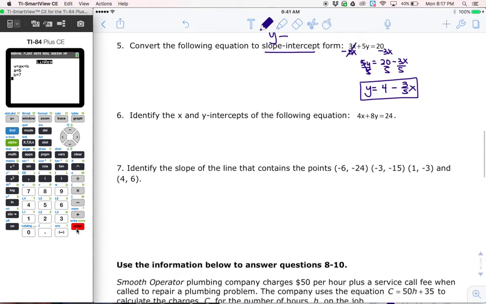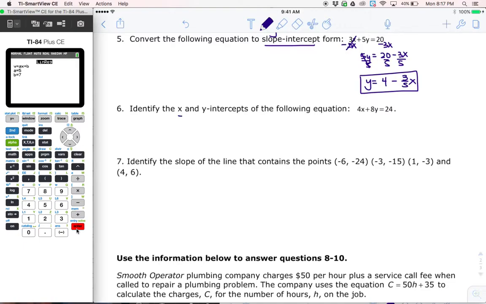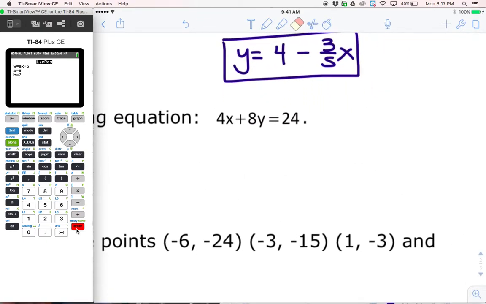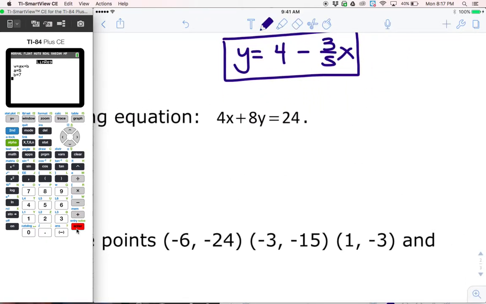Problem number 6, find the x and y intercepts of the following equation. Now we taught you a way to do this with a table and putting in zeros for x and y, but nobody really remembers that method, or at least my students don't seem to, so I'm going to do this a little bit differently. I'm going to do what I normally do when I get an equation written like this, and I'm going to get y by itself.